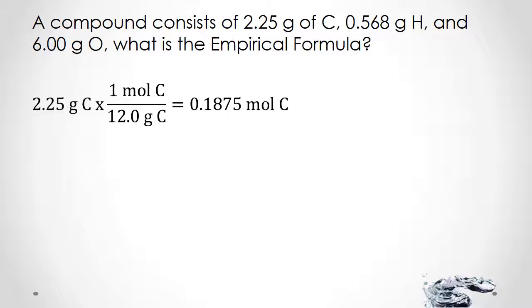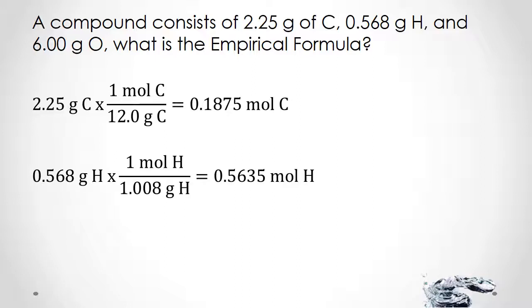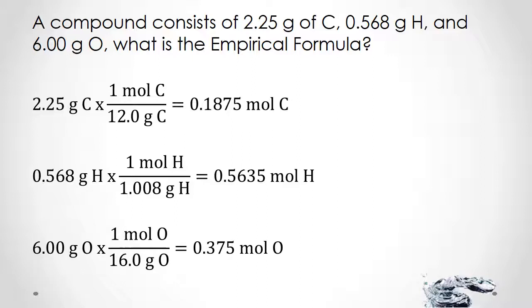So let's look at hydrogen next. 0.568 grams of hydrogen. The molar mass of hydrogen is 1 gram per mole. So we're going to multiply by 1 mole and divide by 1.008 grams of hydrogen. And that gives us 0.5635 moles of hydrogen. Finally, oxygen. Let's take the 6 grams and divide by 16.0 grams per mole, and that's going to give us 0.375 moles of oxygen.